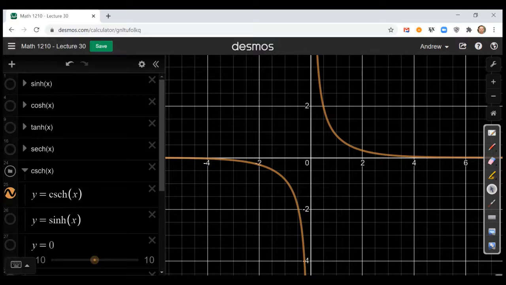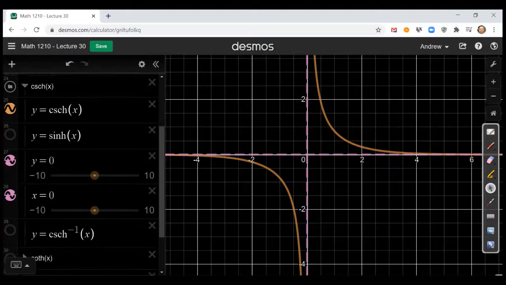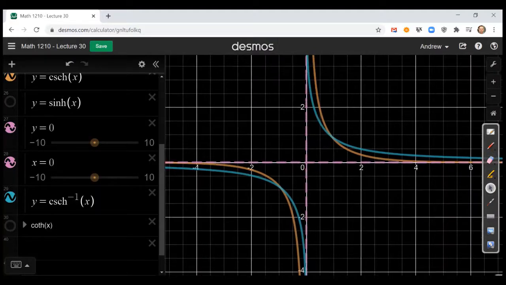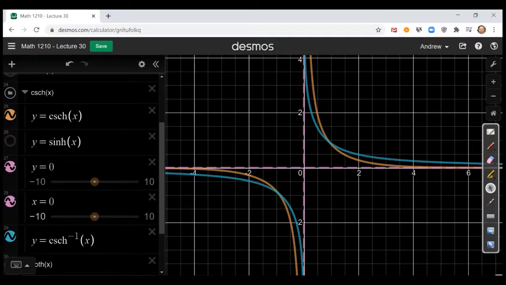You can now see on the screen, illustrated in orange, the graph of hyperbolic cosecant. It's the reciprocal of sinh, right? This function does have a horizontal asymptote at the x-axis. It has a vertical asymptote at the y-axis as well. This function is one-to-one. I mean, sinh was one-to-one and so is hyperbolic cosecant. As such, we can invert it and we get this blue curve, which looks very, very similar to hyperbolic cosecant. They're not the same one. Arc cosecant is a little bit different. They will have the same asymptotes though.